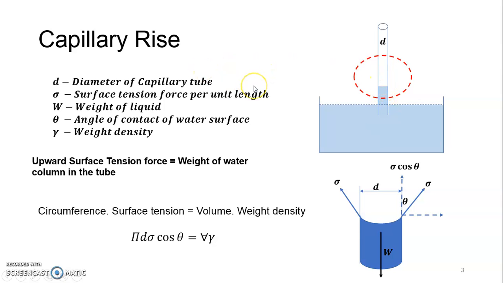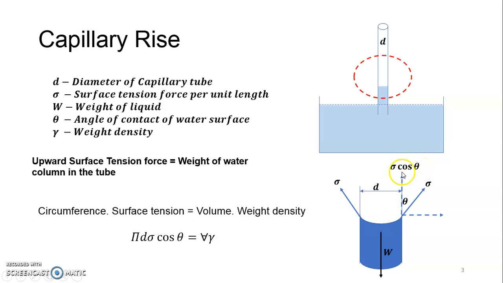If d is the diameter of the capillary tube, sigma is surface tension force per unit length, W is the weight of liquid, theta is the angle of contact of the water surface, and gamma is the weight density, then the exaggerated view of this section is this. The surface tension force will act all along the boundary of this liquid, and if theta is the angle of contact, sigma can be resolved in the vertical direction as sigma cos theta.